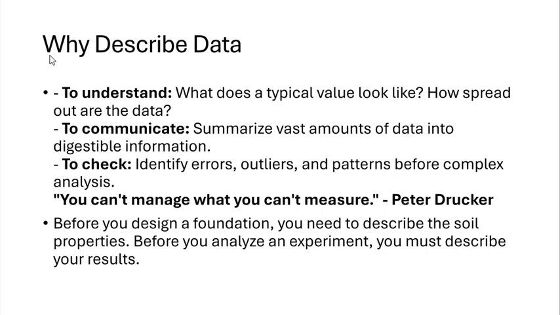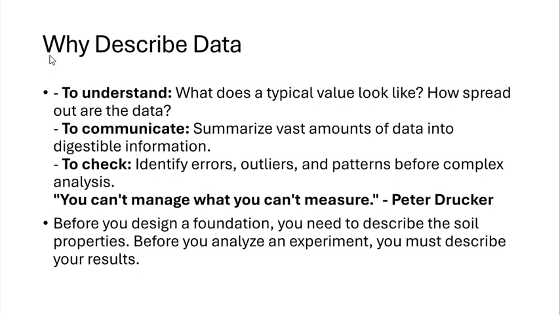So the typical value is normally in the center of the data, and the spread is the range of the data, the minimum, maximum, standard deviation, and these things. Okay, so we want to understand these two main items about the data: what is a typical value of the data and how far the data is spread out. Okay, it's very important for research. It's very important for analyzing the data.